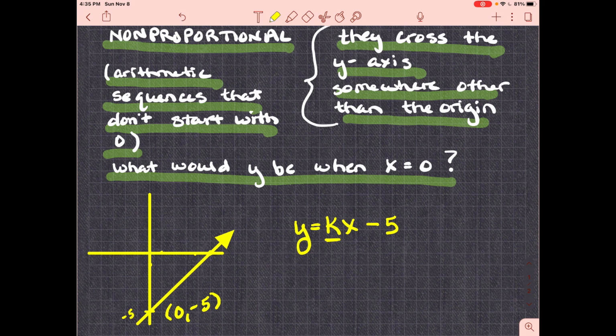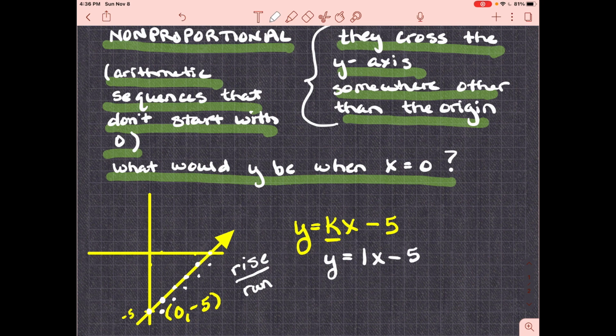Let's figure out what the slope of this equation would be. Every time I go over 1, I'm going to move up 1, over 1, up 1, over 1, up 1, over 1, up 1, over 1, up 1. So I could say that my rise over run, or my slope, my m or my k, is going to be 1. So we could write an equation, y equals 1x minus 5, or we could just write x minus 5.